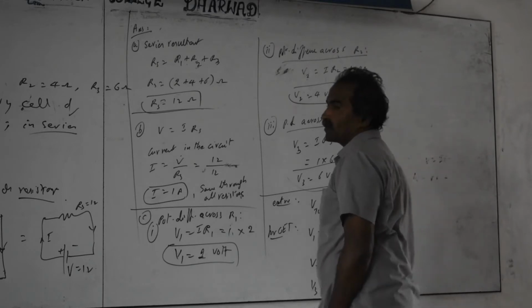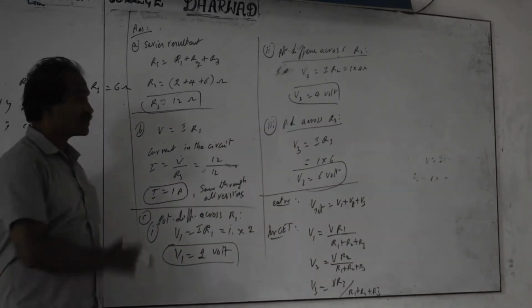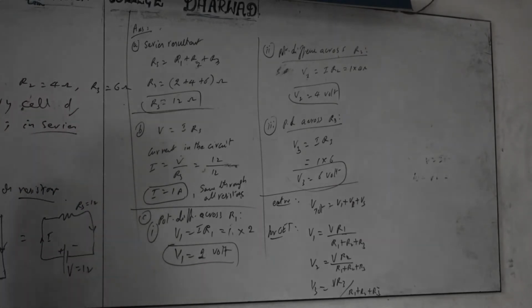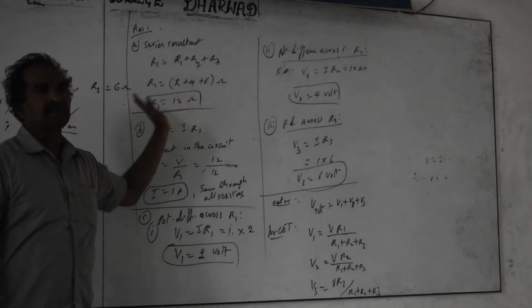This is only for complex problems. The examination will ask you this problem; it is very important. But indirectly they will ask you to find the current through only one resistor, and that current is the same in the series combination.